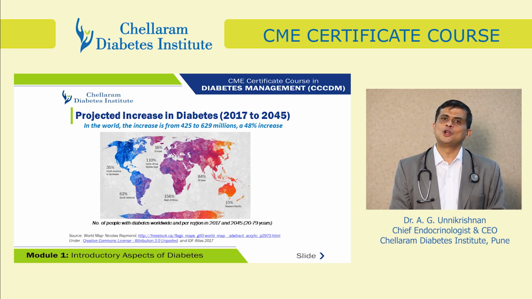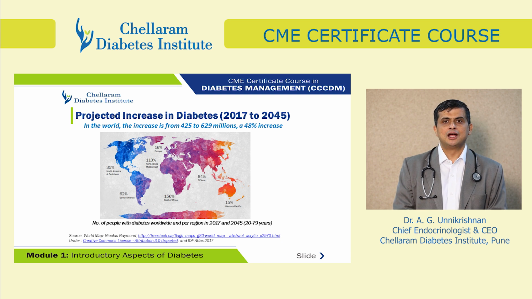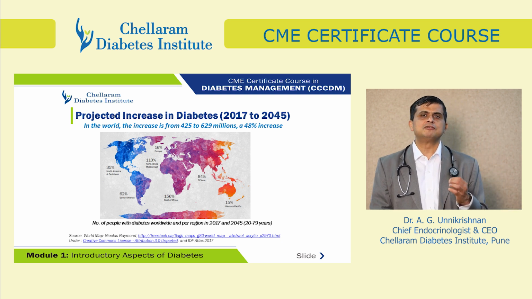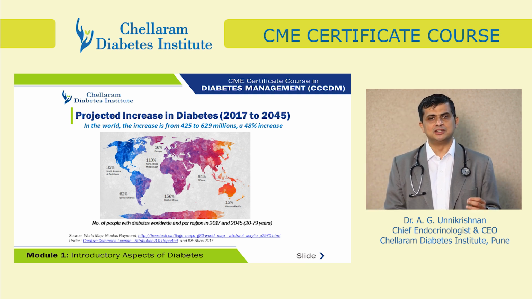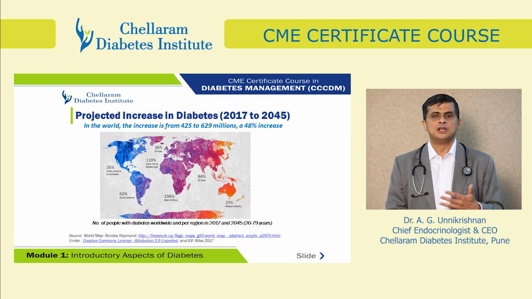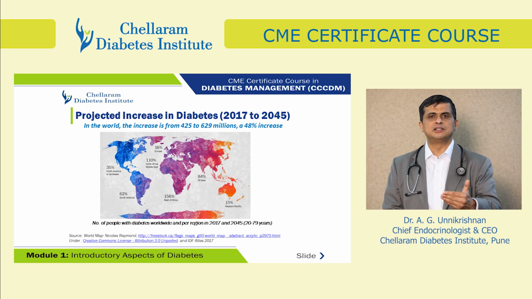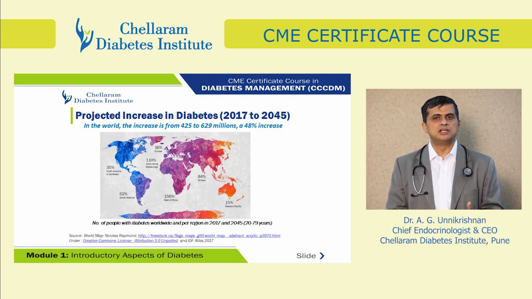Now predictions are always predictions. Predictions are there because we can predict the future. But you will agree with me that it offers an opportunity to prevent diabetes, and I would be happy to see this prediction proved wrong if we can reduce that 48% increase to say 20% increase or lower.